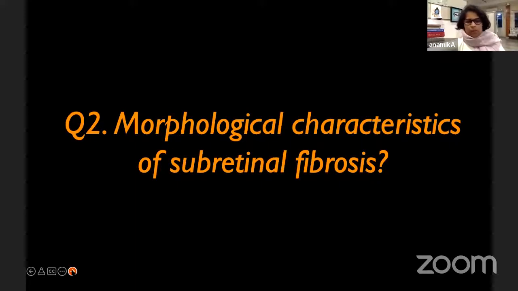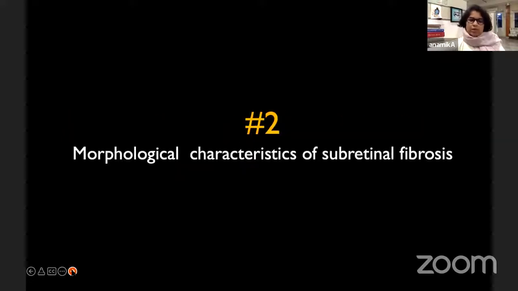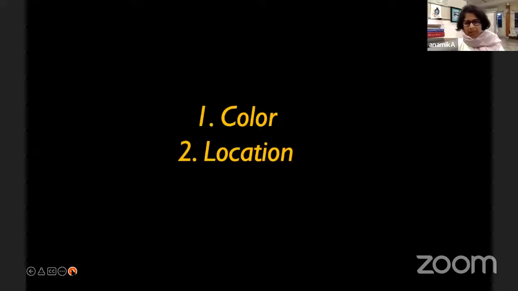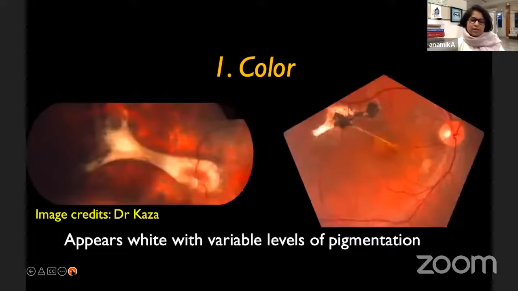Since this is question number 2, I would like to take you through 2 points. First, you look at the color, and second, you look at the location. When I speak of color, the color is white. Now there are different shades of white that you get to see. You'll see it appearing white in color, as you can see beautifully in this photograph. With that, you may see the presence of pigmentation, which could be very subtle and sometimes very prominent, as you are seeing in this chronic central serous choroidal case.